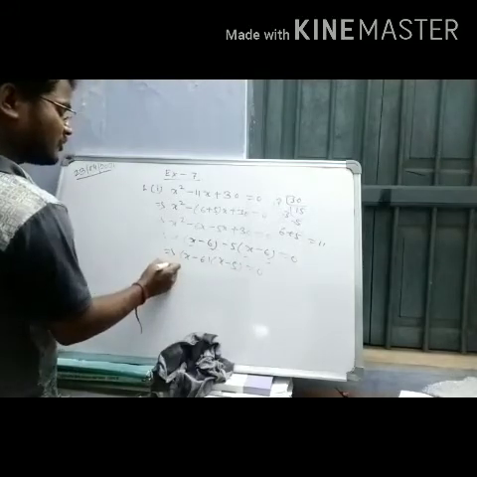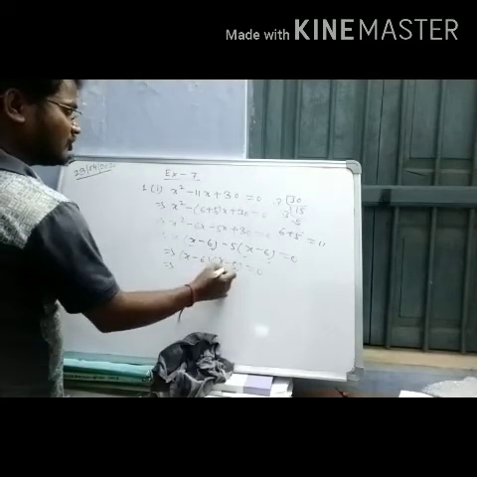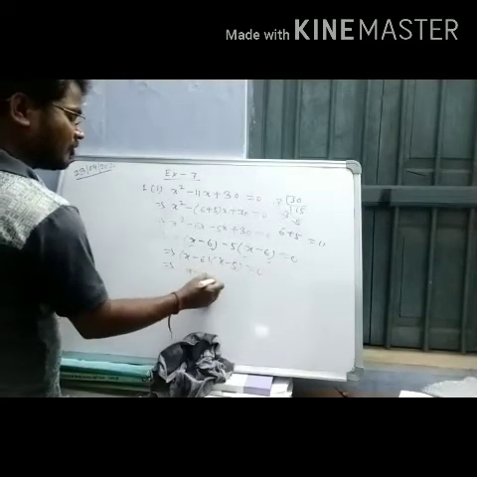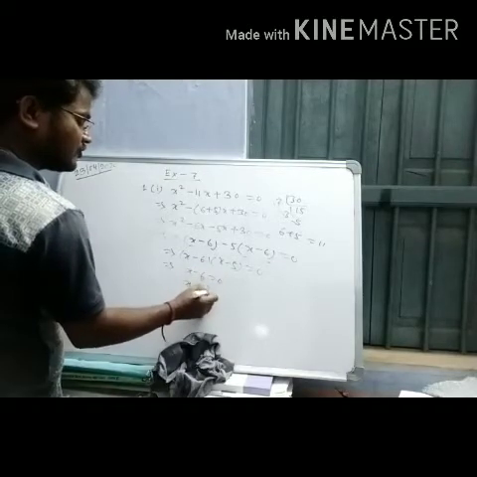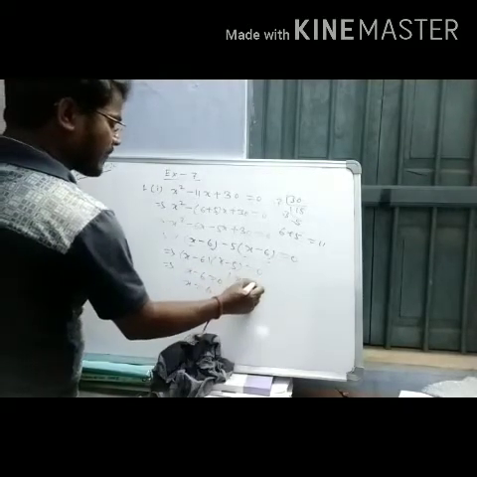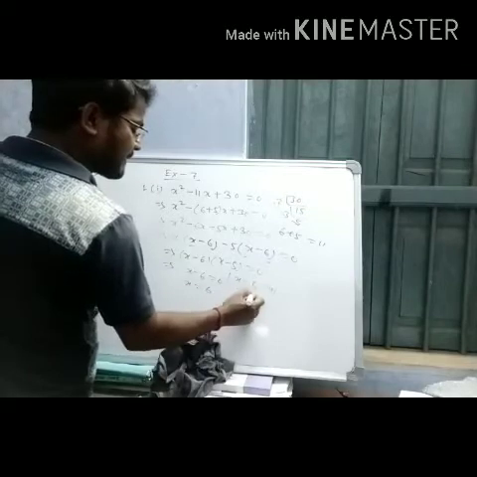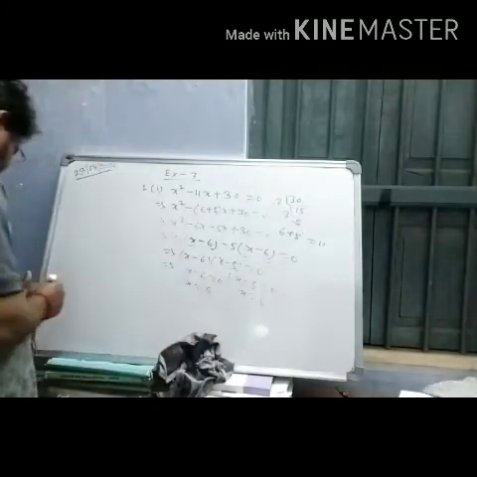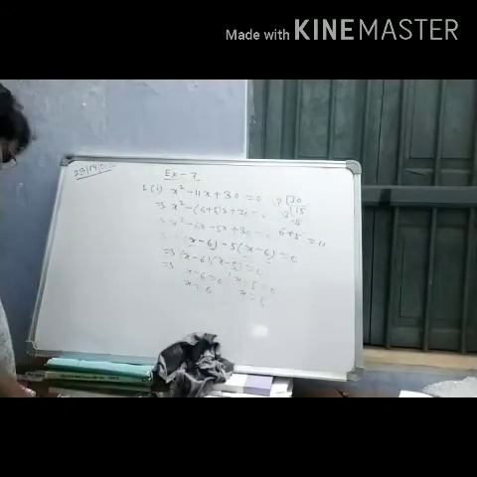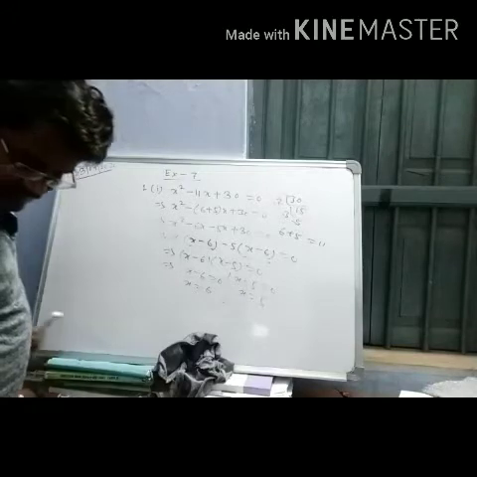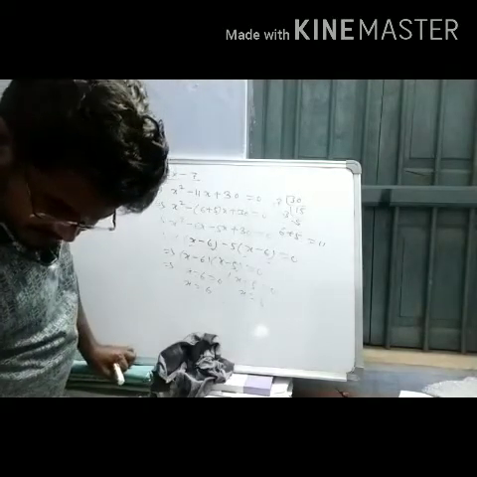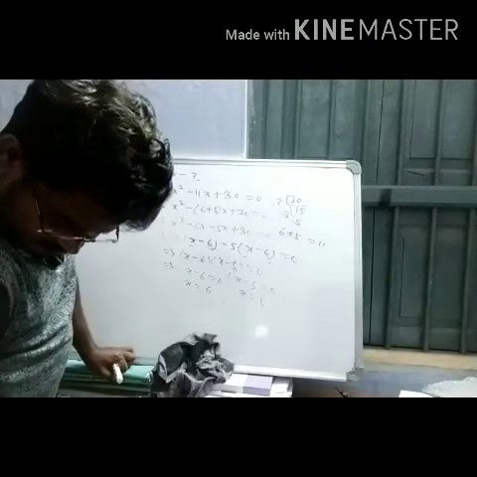Now the zero product rule. This may be equal to 0, or this may be equal to 0, or both equal to 0. Okay, very easy. Next, it directly goes to 4.2.